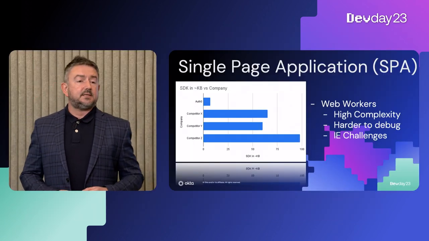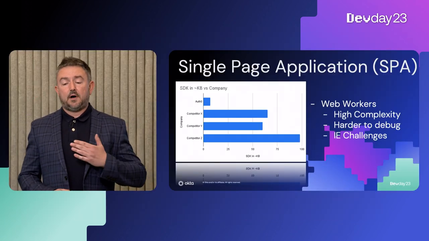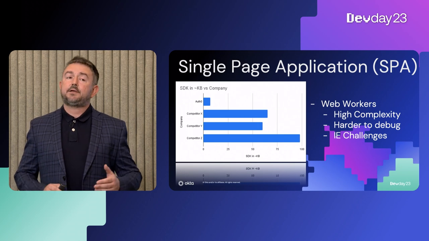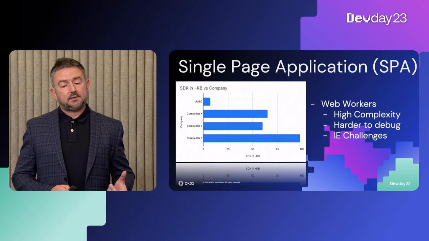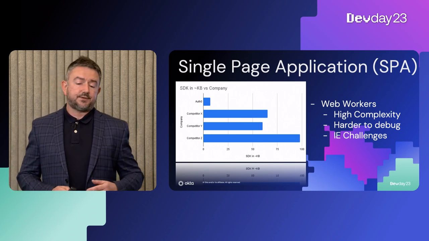Yet, when we dug deeper into this, our team discovered the following. It would add a lot of complexity to the SDK. It would be much harder for us to debug. Internet Explorer support was going to be problematic, and our much-loved bundle size would have to increase in response.